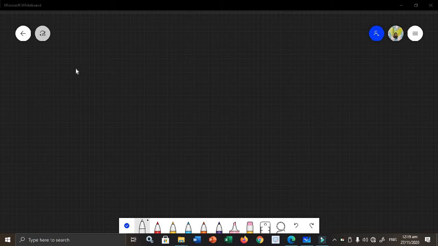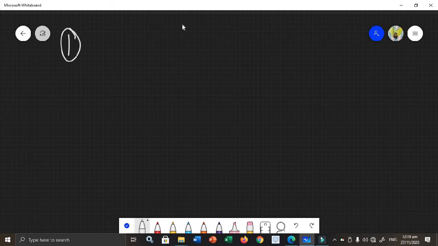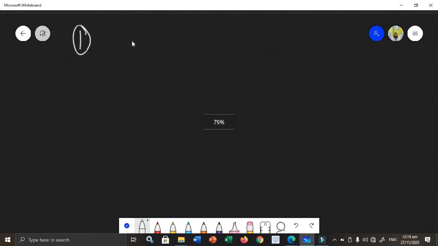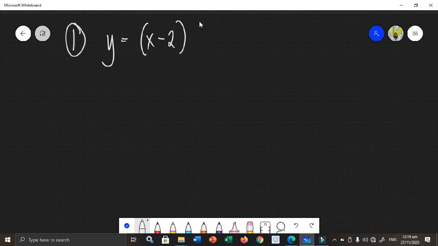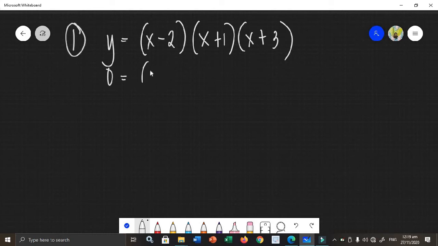So let's solve some examples. Let's say the given polynomial function is y is equal to quantity x minus 2, quantity x plus 1, and quantity x plus 3. As you can see, this is an example of a given that is already in factored form. Wala na tayong gagawin kasi naka-factor na siya. All we need to do is equate each factor to 0. But first we need to equate the whole equation to 0, so equate natin siya sa 0.